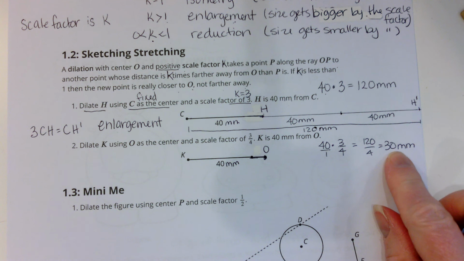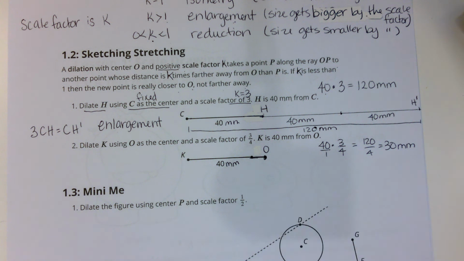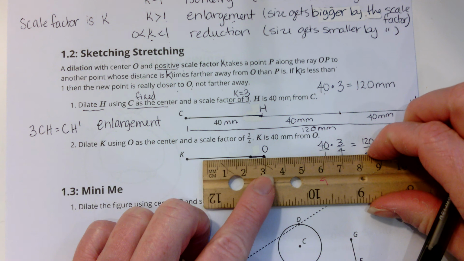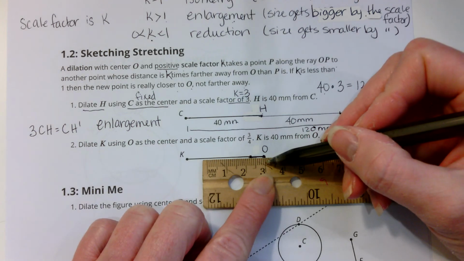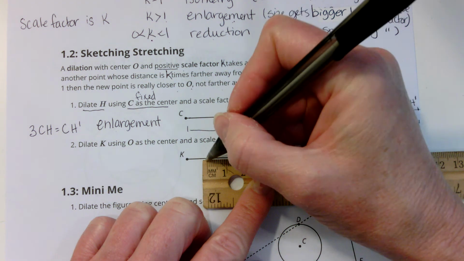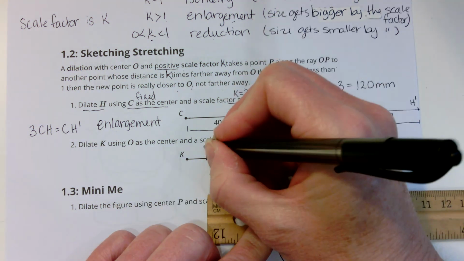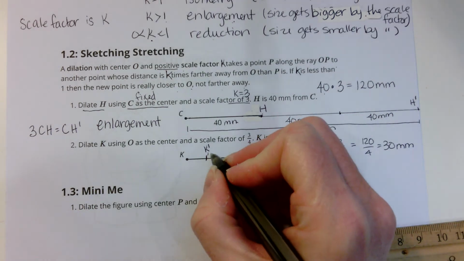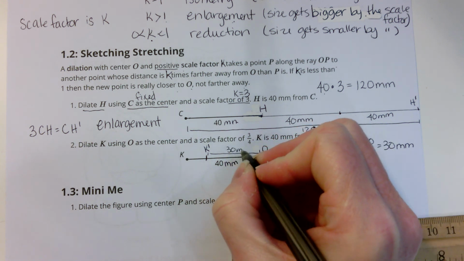So that's telling me that K prime is going to be 30 millimeters from O. So let's put that on here. The easiest way to do that is actually to put my 3 on O. So this is my 3 centimeters. This is my 30 millimeters. And then where your 0 is, that's where your K prime is going to be. And that distance between K prime and O should be 30 millimeters.